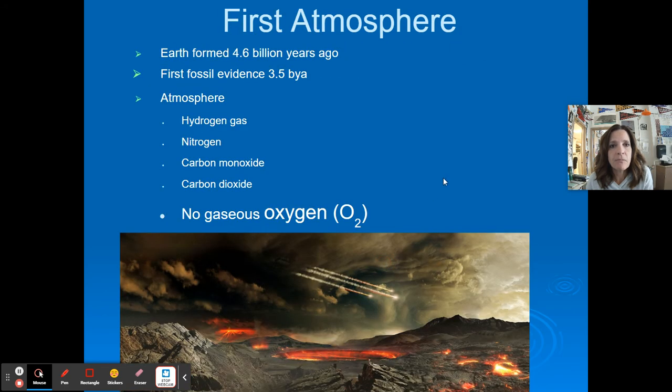So, okay, last topic on this one is the history of the world and the atmosphere and how things came to be. So Earth was formed 4.6 billion years ago. They've done dating of rocks, so they know that to be true. And the first fossils that they have evidence of were 3.5 billion years ago. So the atmosphere on early Earth had hydrogen gas, so H2, N2, carbon monoxide, CO, carbon dioxide, CO2, but there was no gaseous oxygen. So there was no O2 in the atmosphere. So we couldn't have survived.